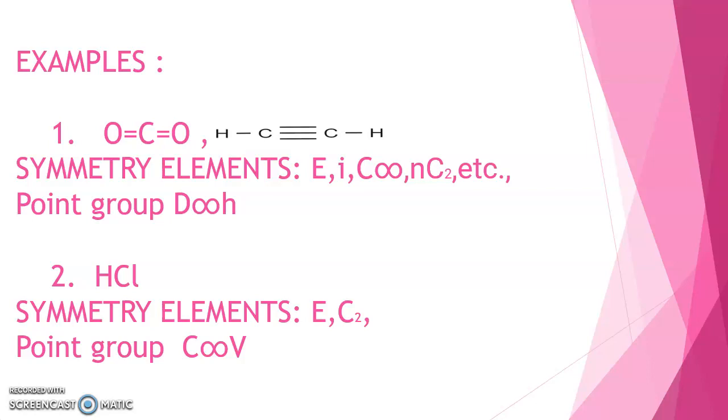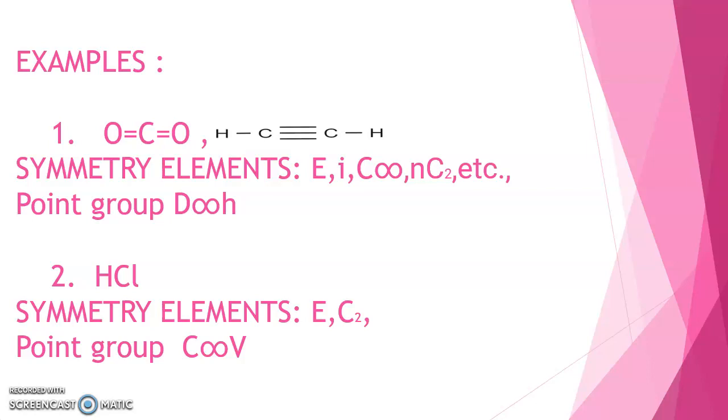So there are many symmetry elements present in this molecule, but these two elements determine the point group of the molecule, that is, linear and inversion center. Both molecules are linear and both have an inversion center. So the point group of these molecules is D infinity h.